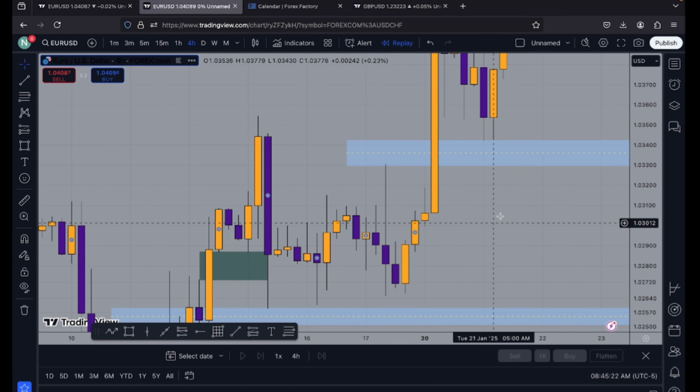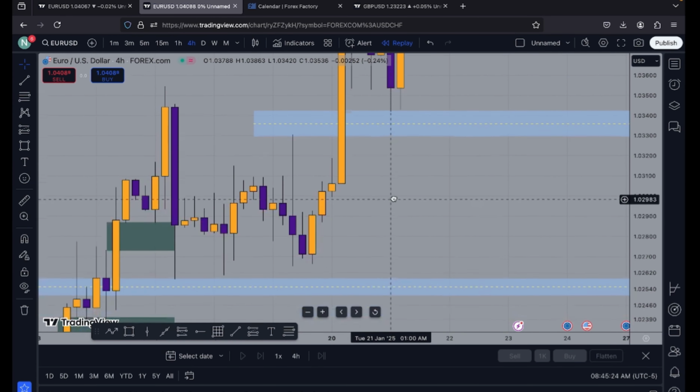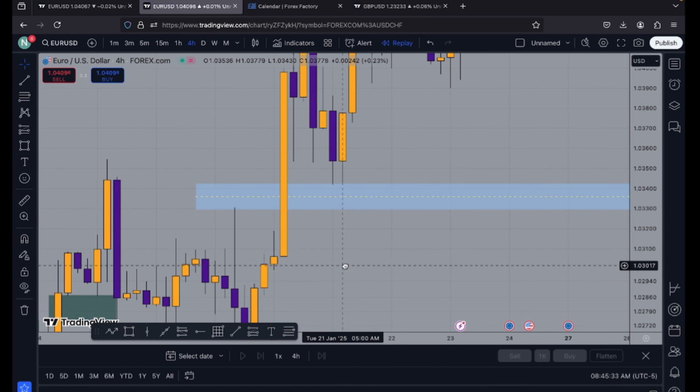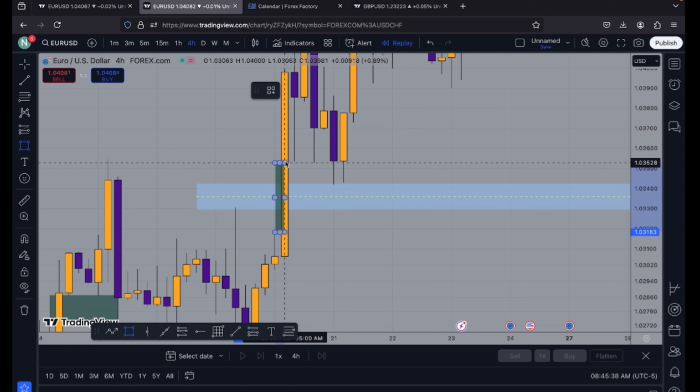Okay. Now watch again. There is no fair value gap here. I believe you can see that. But right here we'll have a fair value gap. Price didn't come back to it until this one. We'll have another fair value gap on the 4-hour time frame, overlapping with a daily time frame fair value gap.